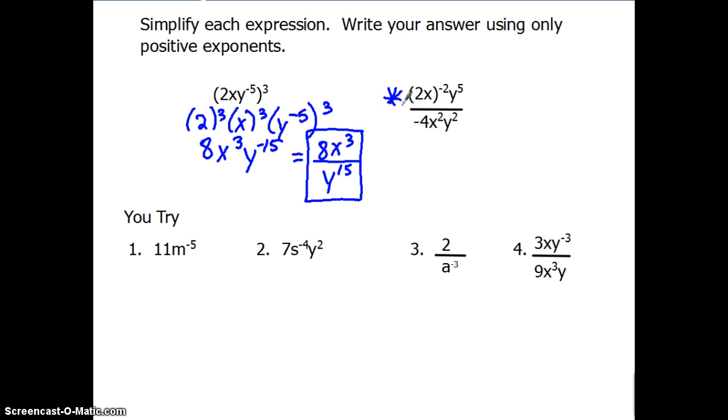I do want you to try these 4, 1, 2, 3, 4 down here at the bottom. We're going to pause the video and let you try those, and then the sub will go over the answers with you and see how you did. After we do that, you are free to work on the worksheet, practice those problems, and then after that is the homework assignment. Good luck!